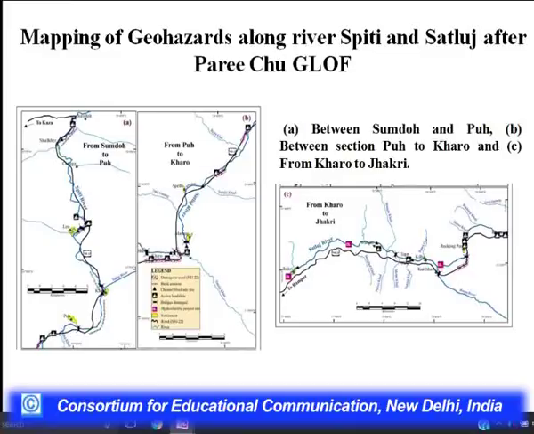Here we tried to prepare a map of the geohazards along the Spiti and Satluj rivers after the flood. This was done totally on the basis of field survey, and we tried to find the history of avalanches, rock falls and other phenomena in this map.